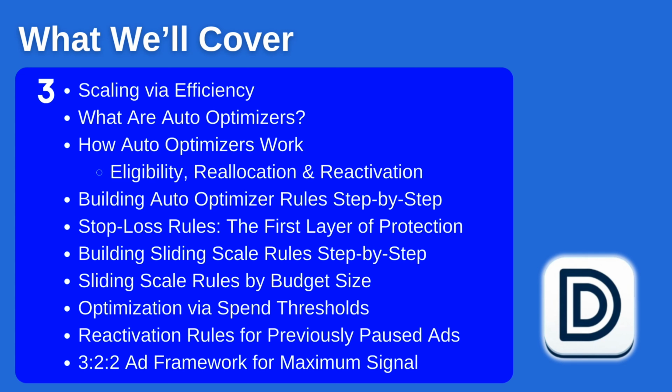First, we're gonna talk about auto optimizers, how they work, the eligibility, the reallocation, and the reactivation. Then I'm gonna show you step by step how to build auto optimizer rules, as well as get into stop loss rules and building sliding scale rules step by step. We're also going to talk about sliding scale rules when you have to make adjustments due to budget size. We're going to talk about optimization via spend thresholds, reactivation rules, and the 3-2-2 ad framework for the best quality signal.